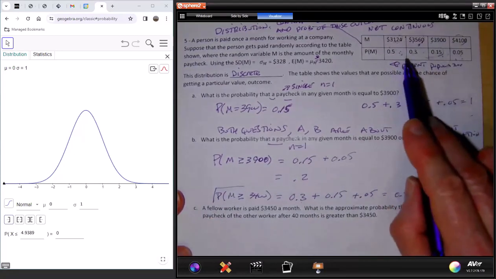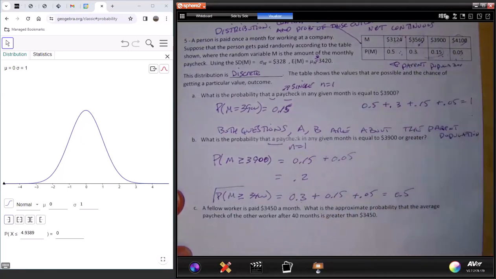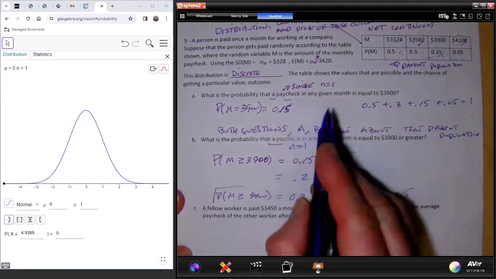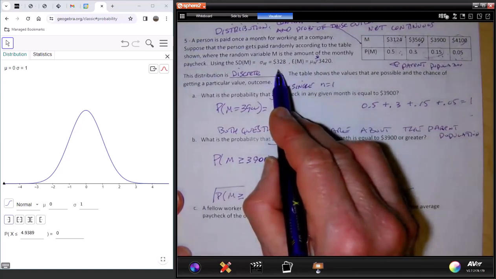All we have to do for a single value from the parent population is read this table. We don't need anything special. Do I need to know that the mean is 3,420? No. Do I need to know the standard deviation is 328? No. Let's get to C.